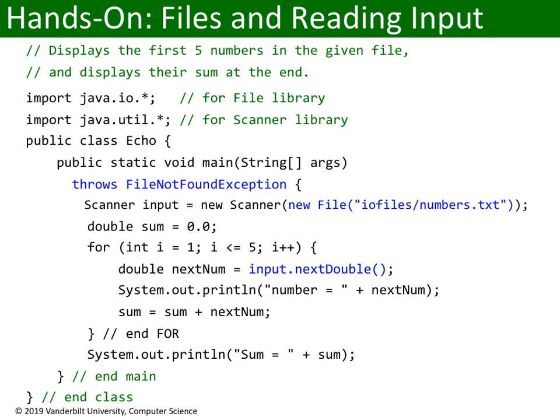Now we're going to use a for loop to read 5 doubles from the file. So we're going from 1 to 5 inclusively. So we're going to do this 5 times since we're incrementing by 1 in our update. And we're going to read the next double into nextNum, and we're going to print that number and then increment sum by that number. We'll do this 5 times and then print the sum.